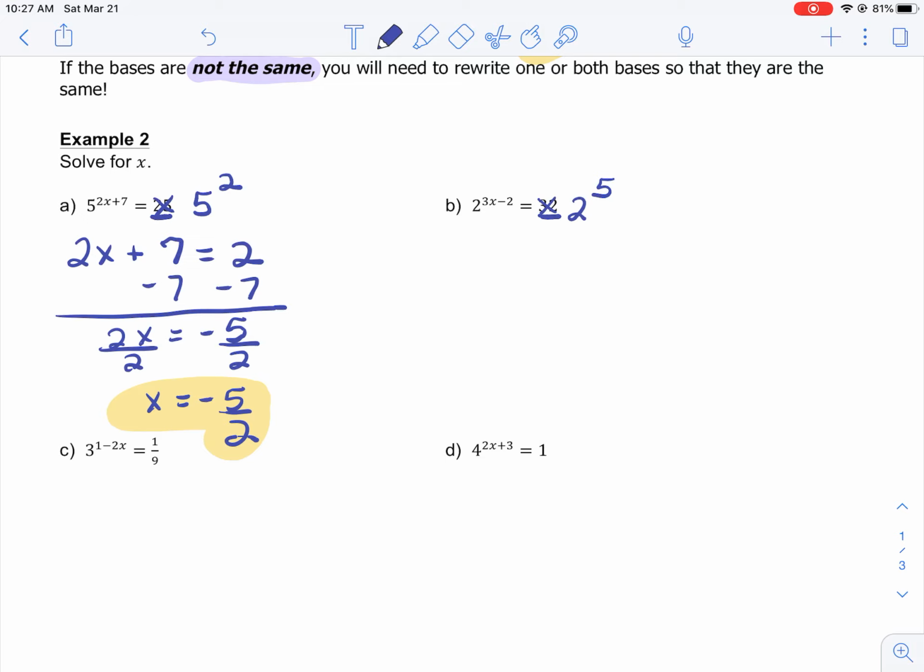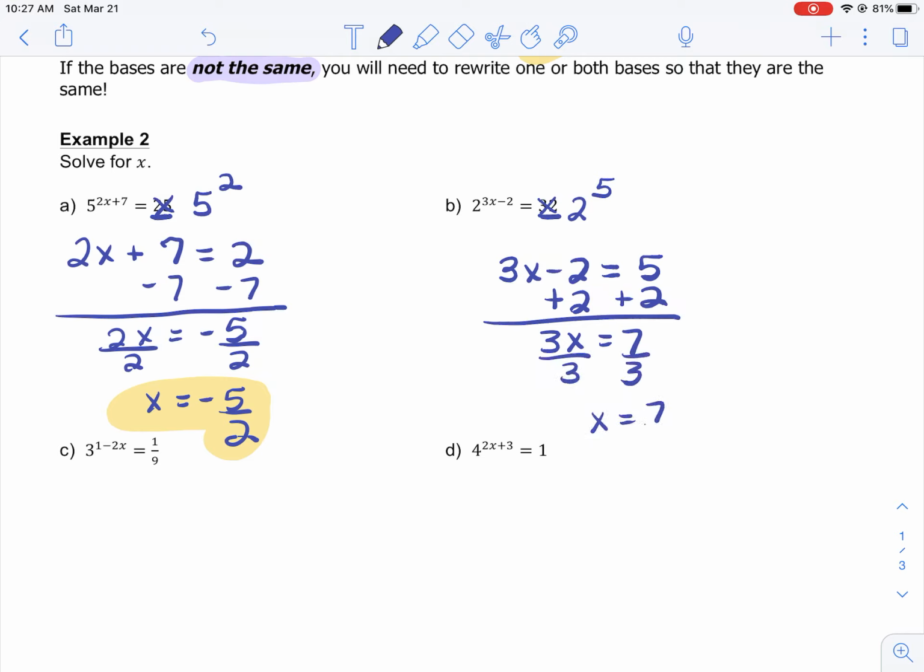As soon as we rewrite that 32 as 2 to the 5th, now we have the same base, and we're just going to set our exponents, 3x minus 2, equal to 5. I'm going to add 2 to both sides, and we get 3x equals 7, divide by 3, and x equals 7/3.